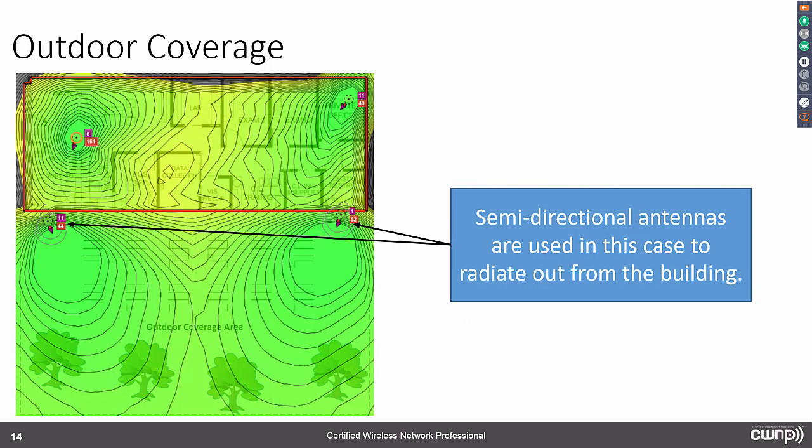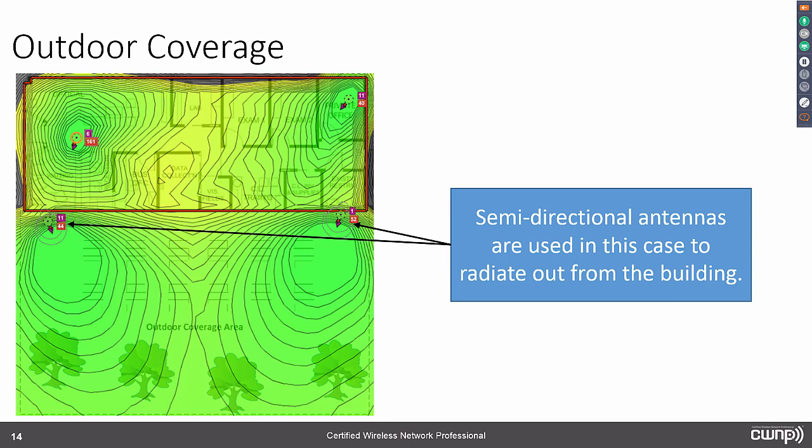Now here you see outdoor coverage, just as an example. It's a basic small office with a couple of access points inside of the building, and then we have a couple of access points to provide coverage to some type of an outdoor area here. And in outdoor areas, you're going to see things like trees and picnic tables and possibly other items that could be there that impact the propagation path.